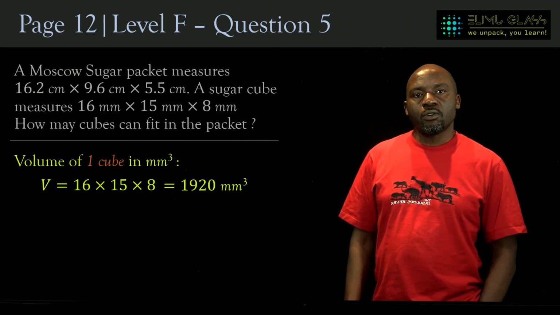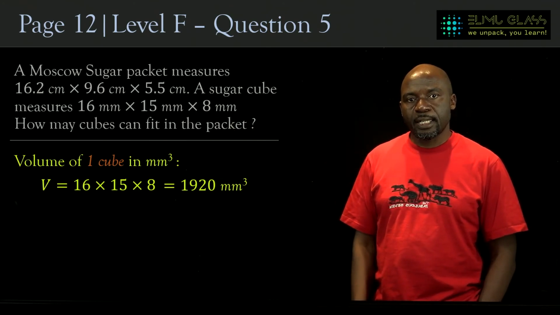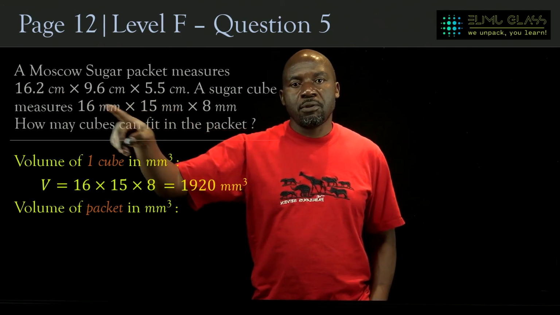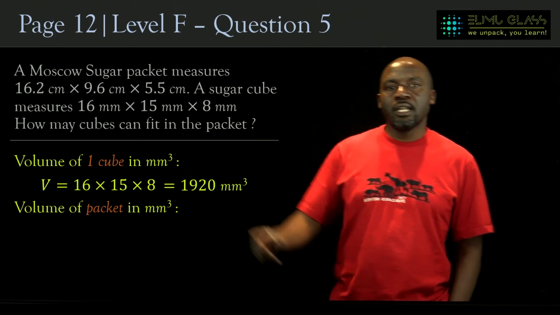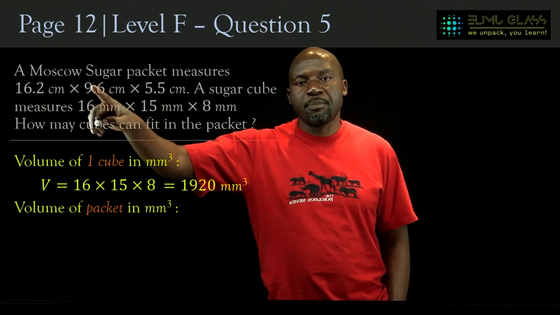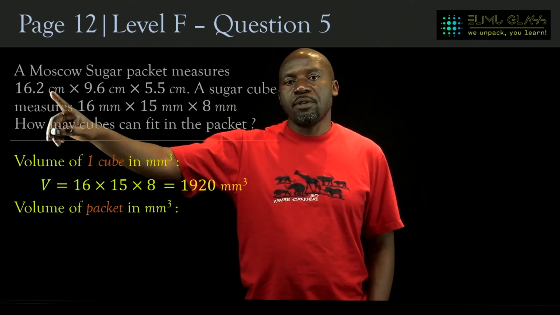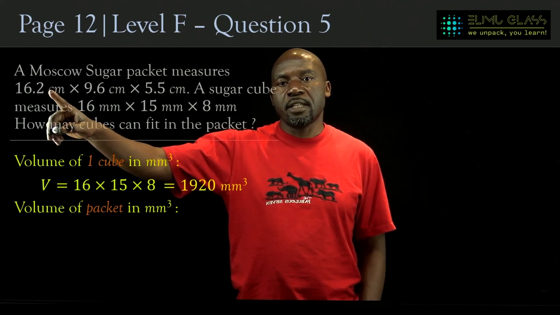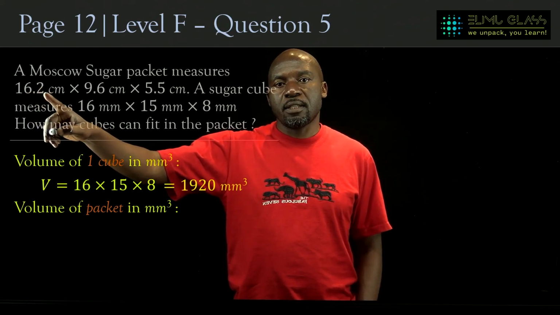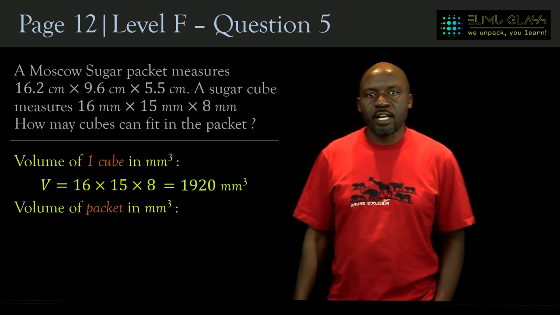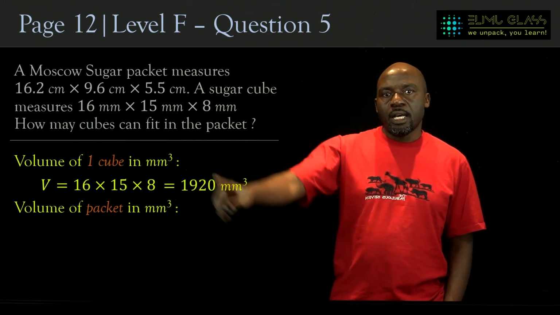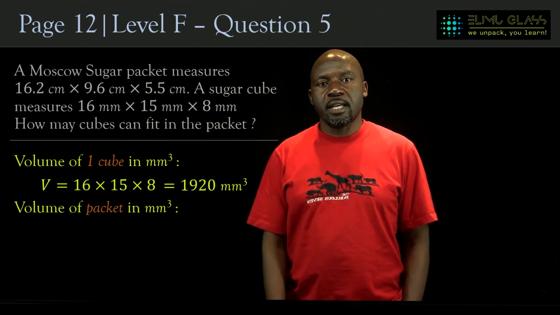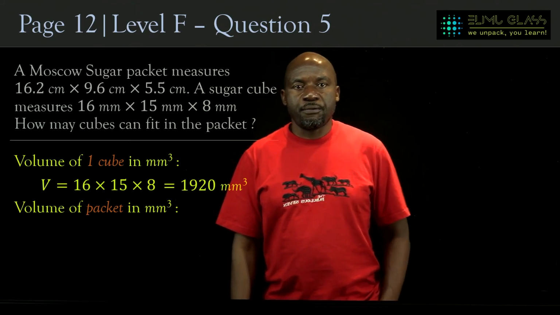The volume of the container, or the capacity of the packet, is found by multiplying those values. If we are going to compare the two, then they need to be in the same unit. So I have chosen to change these values to millimeters before multiplying them. To change from centimeters to millimeters, we just multiply by 10, because 1 centimeter is the same as 10 millimeters. So 16.2 centimeters is going to be 162 millimeters. 9.6 centimeters will be 96 millimeters. 5.5 centimeters will be 55 millimeters.